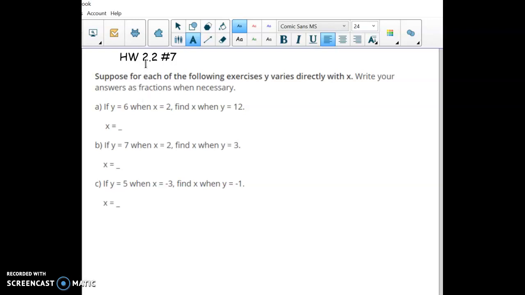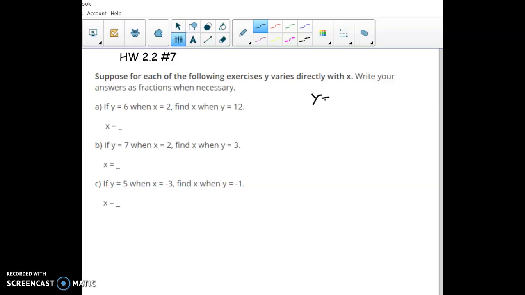Okay, this is to help with question 2.2, number 7. There are 3 parts to it, but they're all really the same. It's a direct variation, which is the equation for this lesson. So y equals k times x, and k is just some constant number, like 12 or 4 or -2 or something like that.